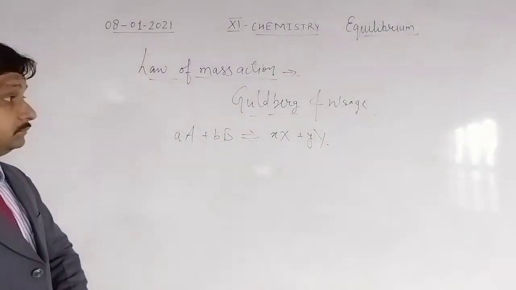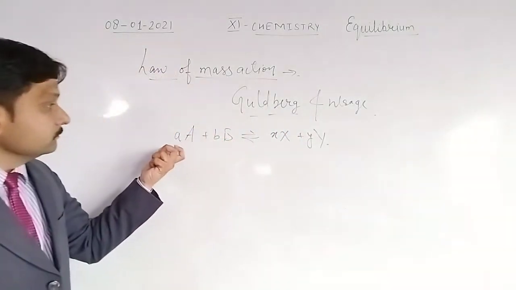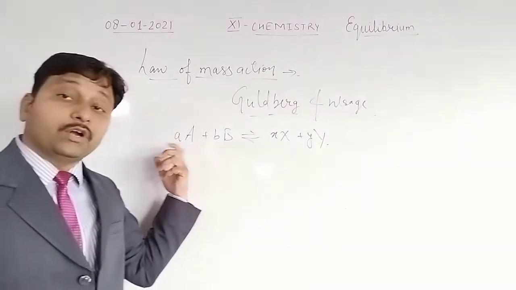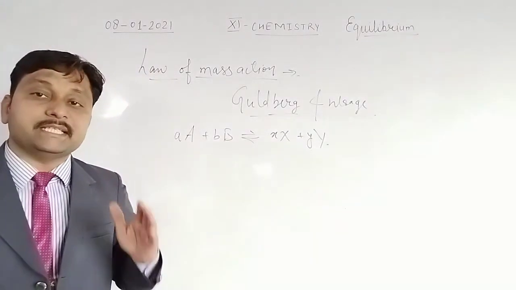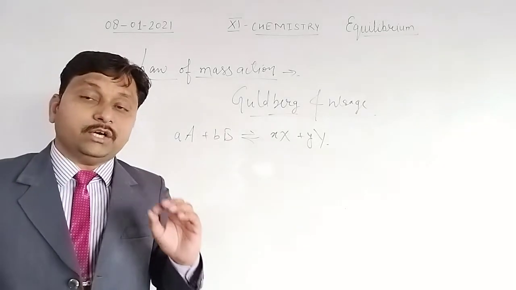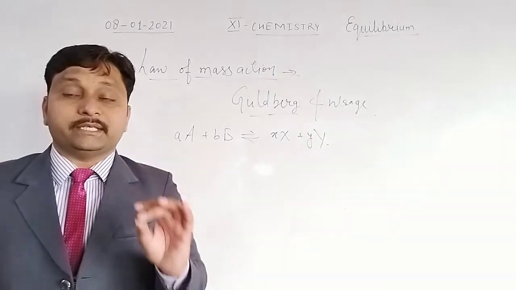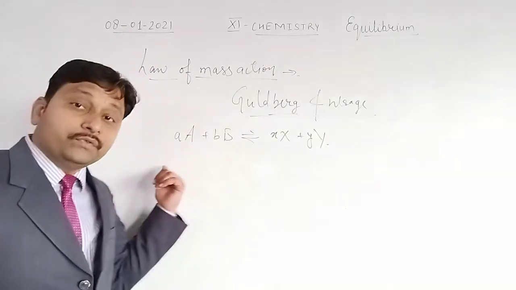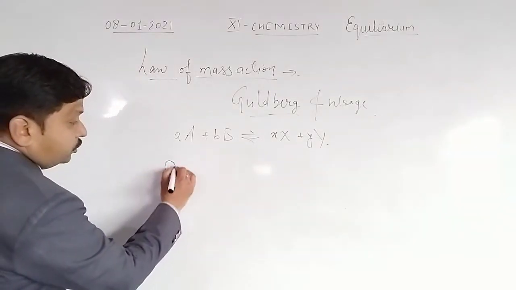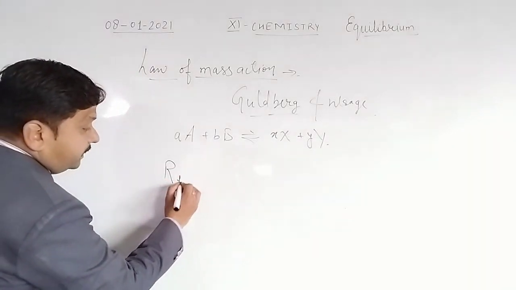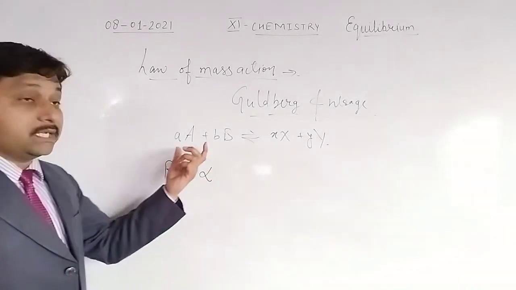Okay? So according to Guldberg and Waage, the rate of the forward reaction or the rate of the backward reaction, simply the rate of the reaction, is directly proportional to the concentration of the reactants or the products raised to the power of their coefficients. For example, if we talk about the rate of the forward reaction, that is denoted by Rf, it is directly proportional to the concentration of the reactants.